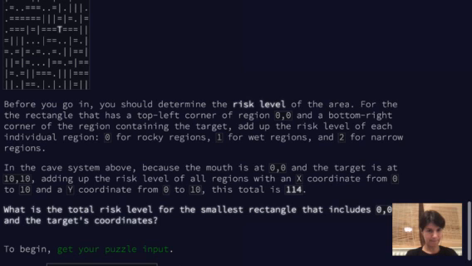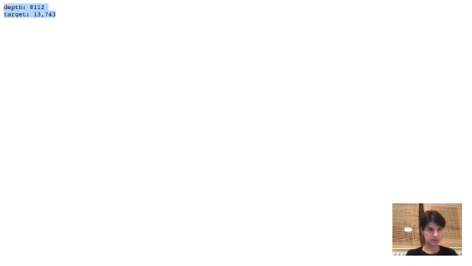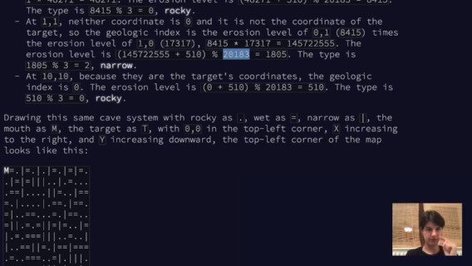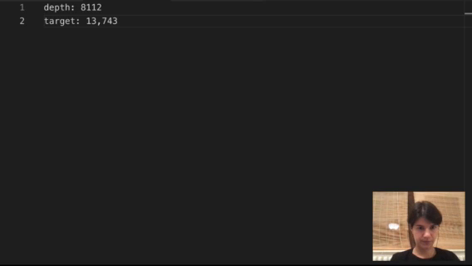So what do we need for this one? We need the depth. Oh, and we have a target. And what was the depth for the sample one? It was 510. Okay. So for the sample one, depth was 510, and the target was at 10, 10.